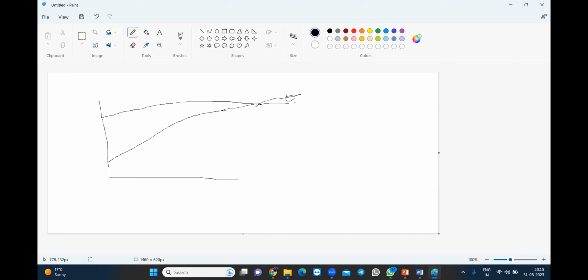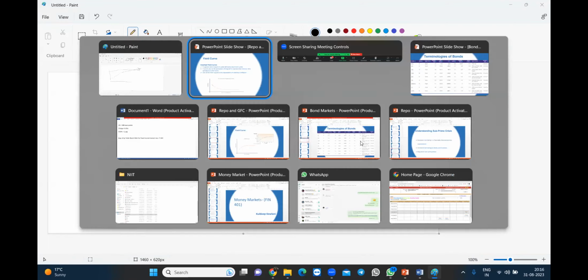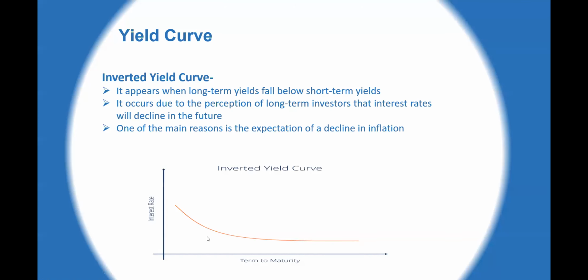In a normal curve, a bond with short-term maturity has the lowest interest rate or lowest yield, and higher maturity has higher yields, correct? Here, higher maturity is having lesser yield. This is the higher maturity, this is 10 years, correct? This is 2 years. So the 2-year has surpassed the 10-year. So the yield curve has actually inverted. So how does this yield curve look? It looks like this.